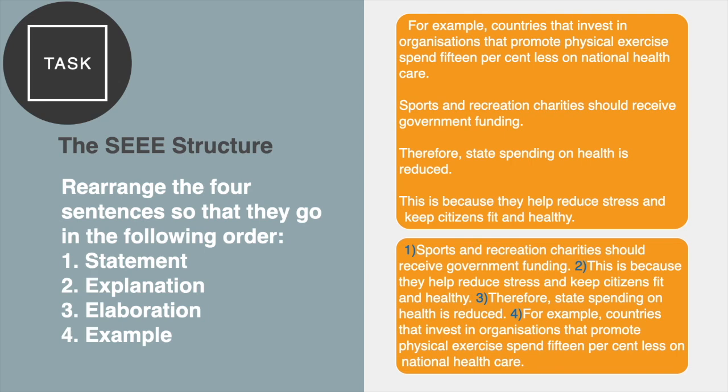So, we had the first sentence, number 1, it is the central idea. Number 2, this is the reason why you believe the statement. Number 3 is additional information. And number 4 is an example.